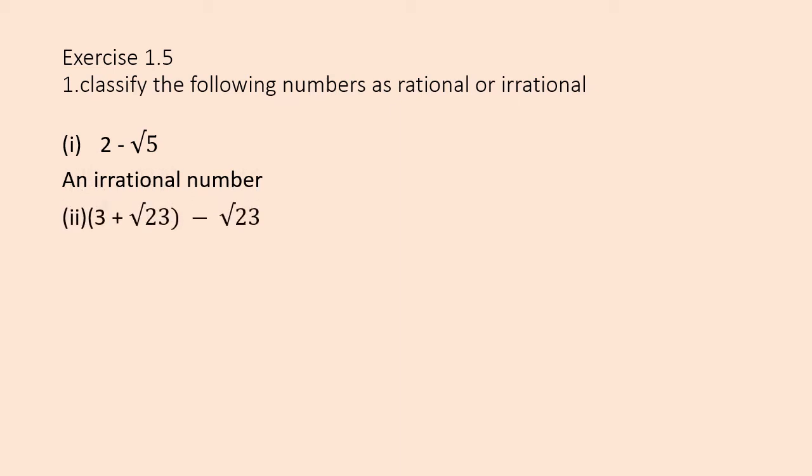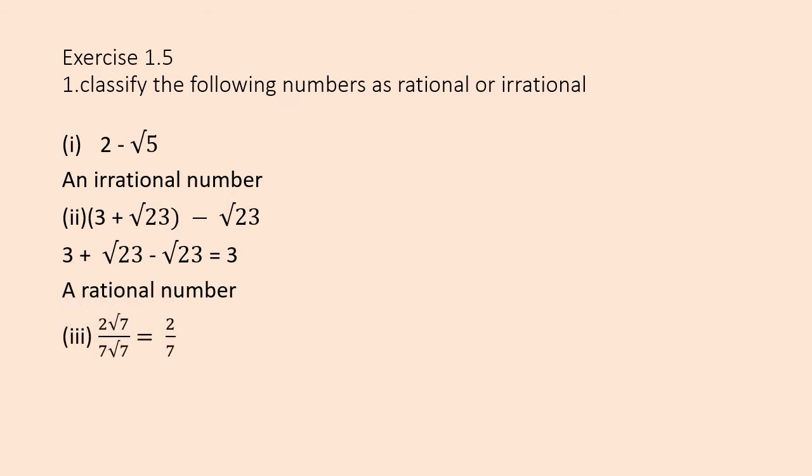Question number 2, 3 plus root 23 minus root 23. First you have to remove the bracket. So you are getting 3 plus root 23 minus root 23. Plus root 23 and minus root 23 are getting cancelled, and you are getting it as 3. 3 is a rational number.